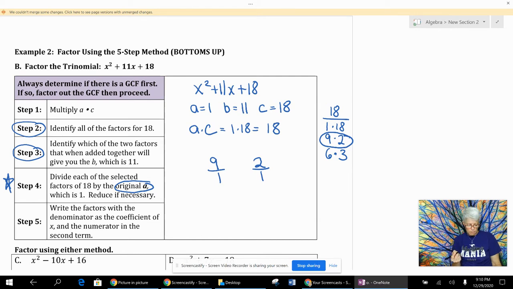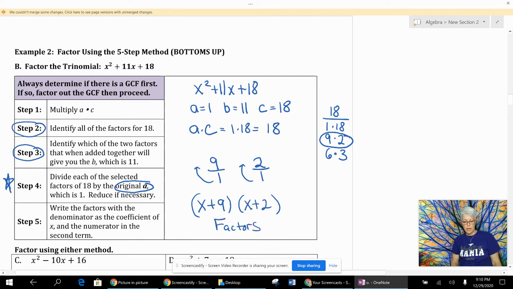Now, here's what bottoms up is. Bottoms up means I'm going to flip this up, flip this up. If the 1 is represented by x, this is x plus 9, and for this one, x plus 2. And these are the factors of x squared plus 11x plus 18. I promise this is going to get easier. It's really not as bad as it looks right now.